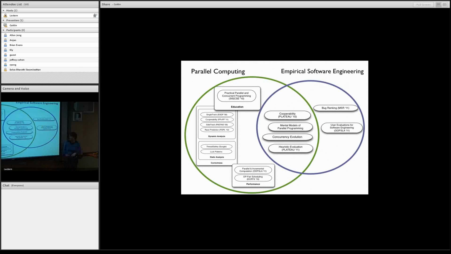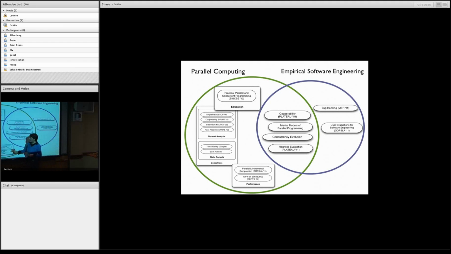So this is my past research in a Venn diagram form. The two biggest areas that I've worked in are parallel computing and empirical software engineering. I've briefly mentioned the empirical software engineering work, both user evaluations and studying developer artifacts. I'm not really going to talk about this today, unfortunately, but if any of you are interested, feel free to talk to me afterwards or email me to ask further.